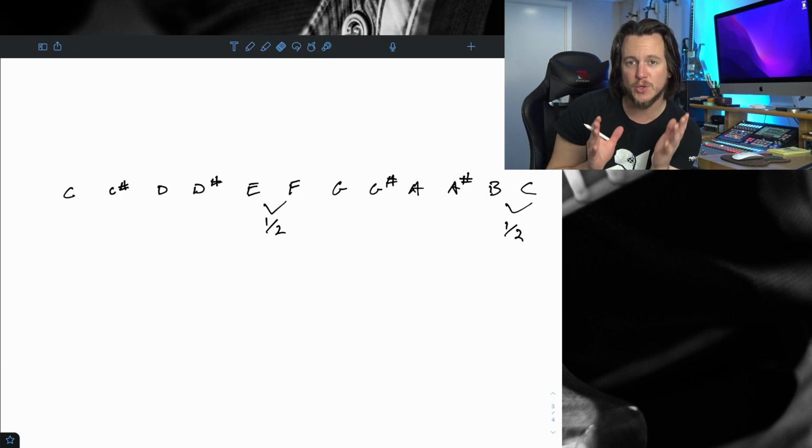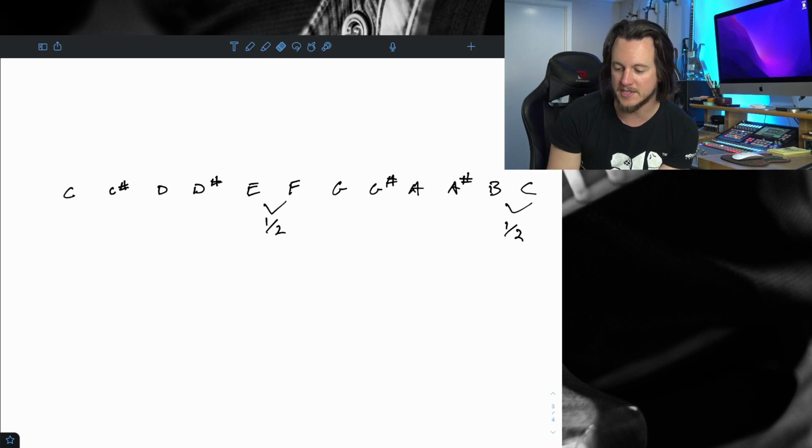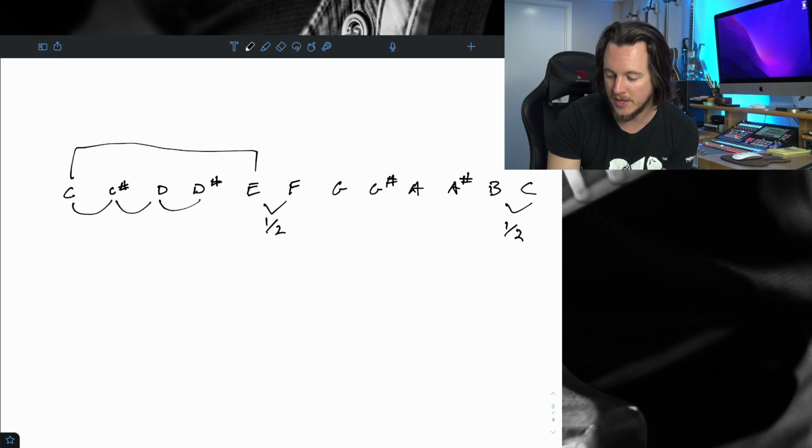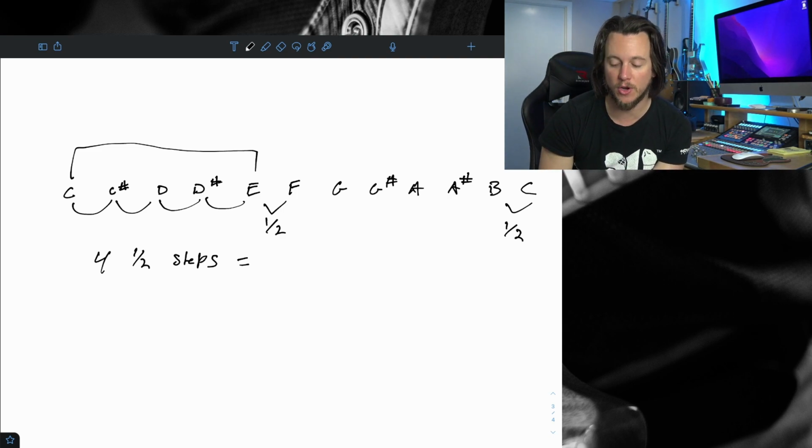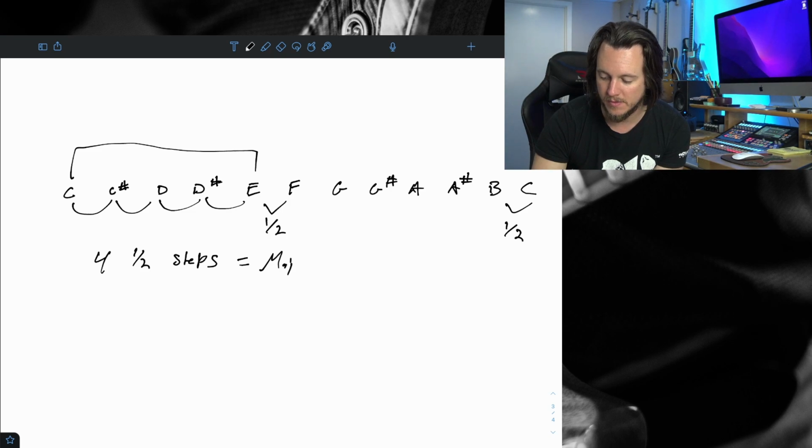Now, the traditional way of looking at intervals is this. Let's say we want to know what C over to this E is. If we count the half steps, 1 half step, C to C sharp, 2 half steps, 3, and then 4. So that is 4 half steps. Now, 4 half steps equals something that we call a major third.